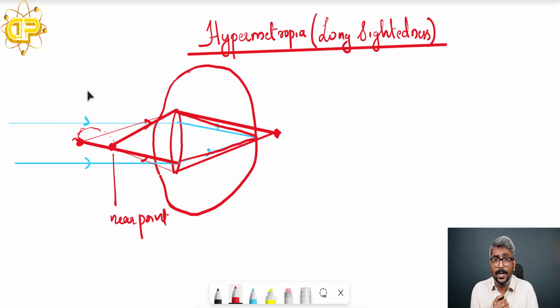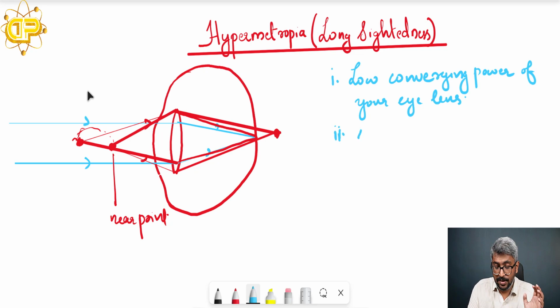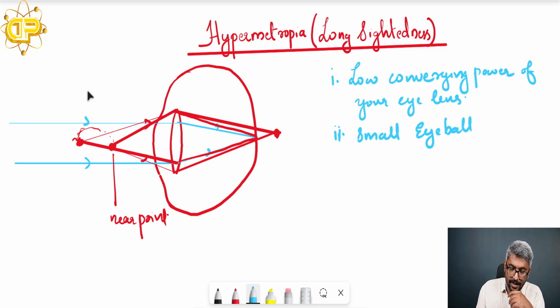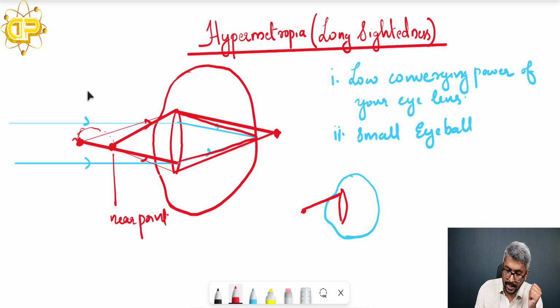This is the reason. Okay, what are the reasons for this hypermetropia? The reason is just the opposite of short-sightedness. The first reason is low converging power of your eye lens. The second reason is a small eyeball. So if you have a small eyeball, what happens? If this is a normal eye, and this is the near point of a normal eye, it just goes through the eye lens there and falls on the retina.